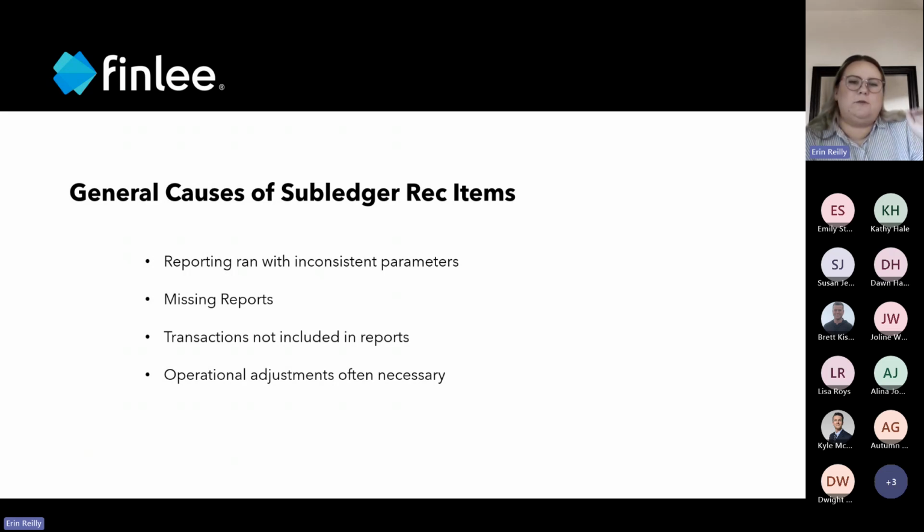And addressing those root problems will make reconciliation much easier, subledger rec items less frequent, and over time you'll see a decrease of subledger rec items. So it's an underlying goal of subledger reconciliation.